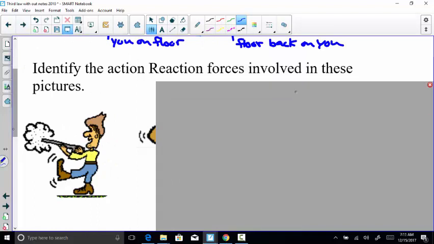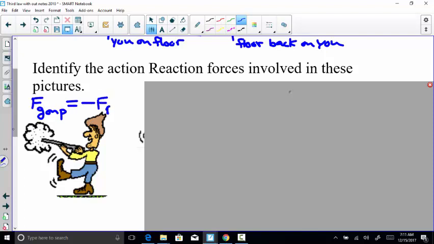So I have some pictures here where we can maybe identify the action and reaction forces. Okay, this first picture right here, a guy shooting a gun, there is a force of the gun on the person, and that must equal minus the force of the person on the gun. So those forces would be right in there. The gun is going to exert a force, and the person is going to exert a force.